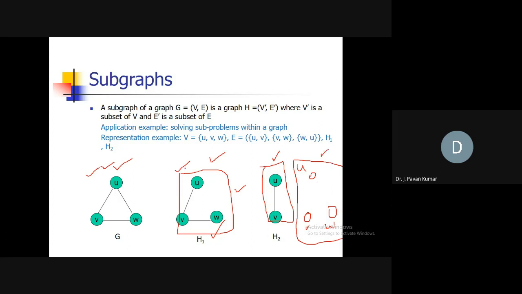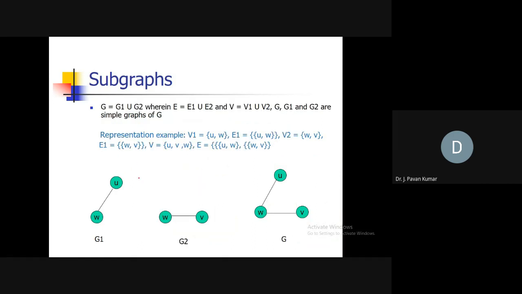Next, these are other examples: G1, G2, and from these two we can get G by combining the vertices and edges, like W and U we are having, W and V we are having. So three vertices we will be having overall. Next, whatever edges we have, we will place so that we will get this graph G. That is, V is equal to V1 union V2 and E is equal to E1 union E2.